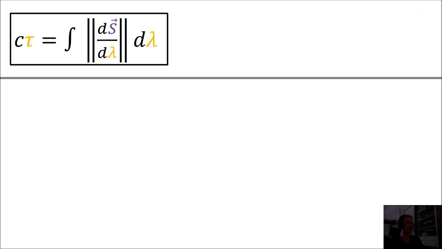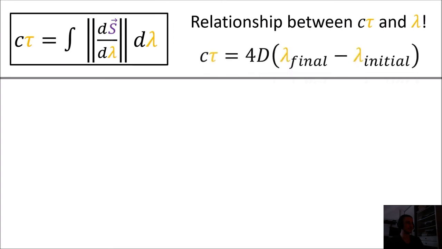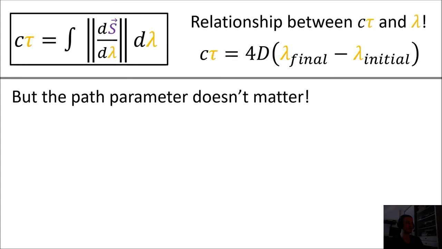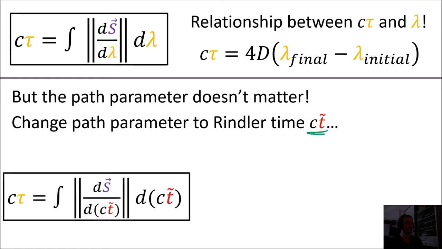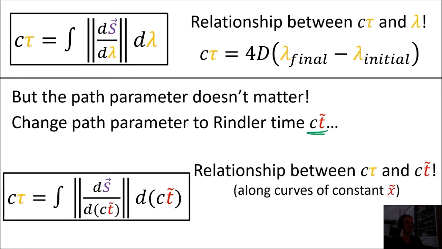And here's one last fact. When integrating over the path parameter lambda, we got a relationship between lambda and the proper time along the path. But as I said before, the path parameter we choose for the integral doesn't matter. If I change the path parameter to the Rindler time ct tilde, it's possible to get a relationship between the proper time c times tau and the Rindler time ct tilde along Rindler hyperbolas with constant x tilde.